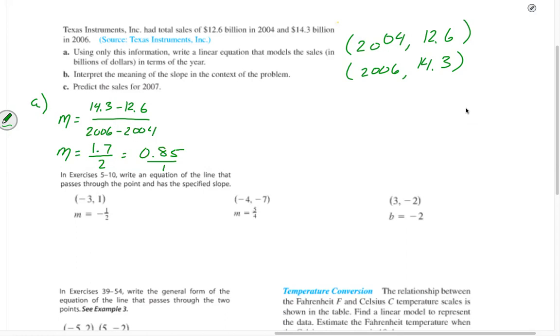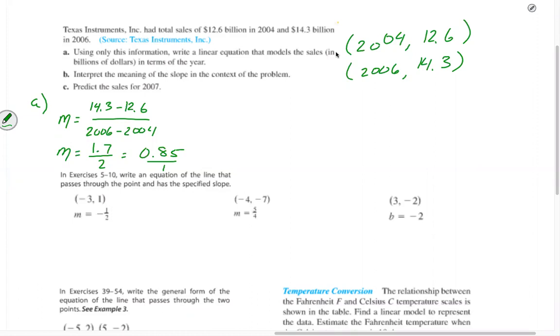You okay, Jack? Where did I lose you? Did I lose you on this problem? Do you see how I got the slope? You're good with the slope, right? From here to here is where I lost you, right? Just divide: 1.7 divided by 2. So is it just 85 cents? Remember, it's billions of dollars. Okay? Everybody's okay with this slope.